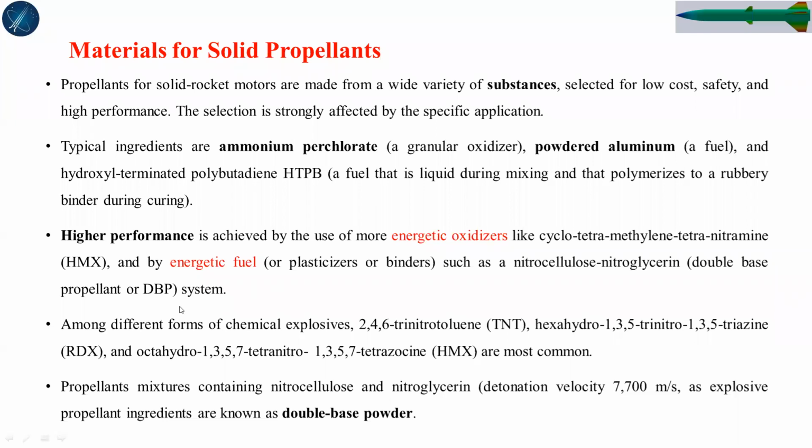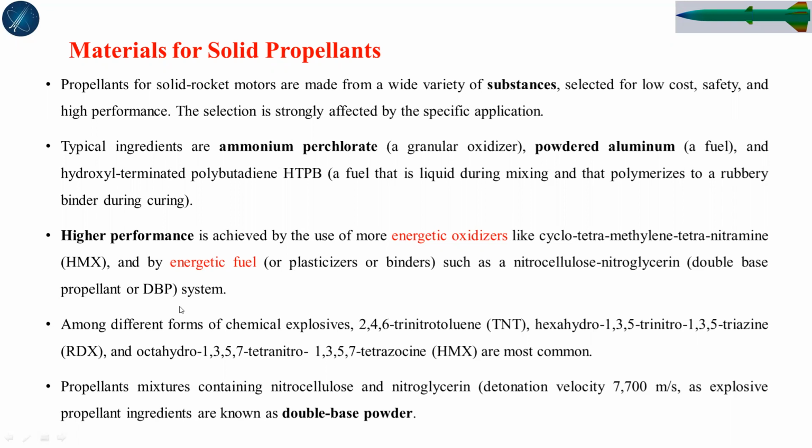Higher performance is achieved by use of energetic oxidizers. For example, cyclotetramethylene tetranitramine, which we call in short HMX. So if HMX is one of the parts of our oxidizing agent, then we can obtain high performance propellants.